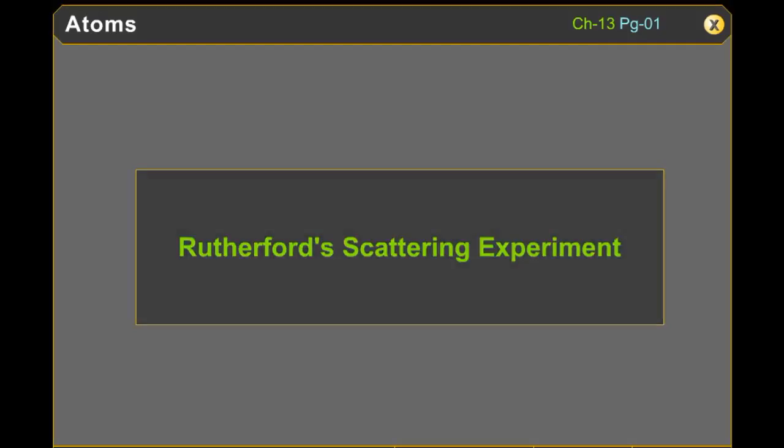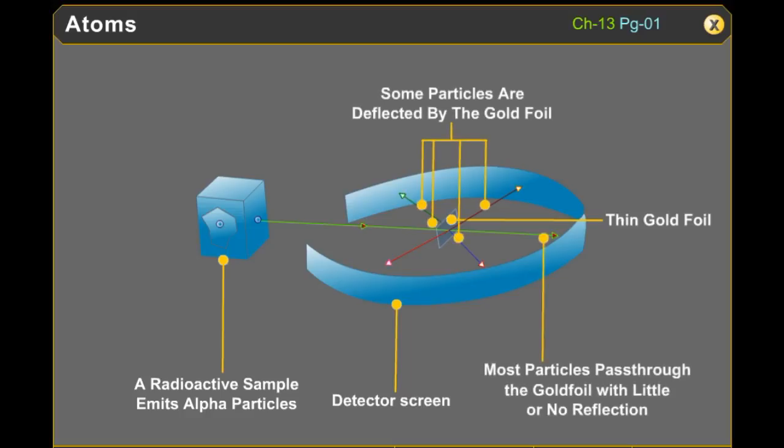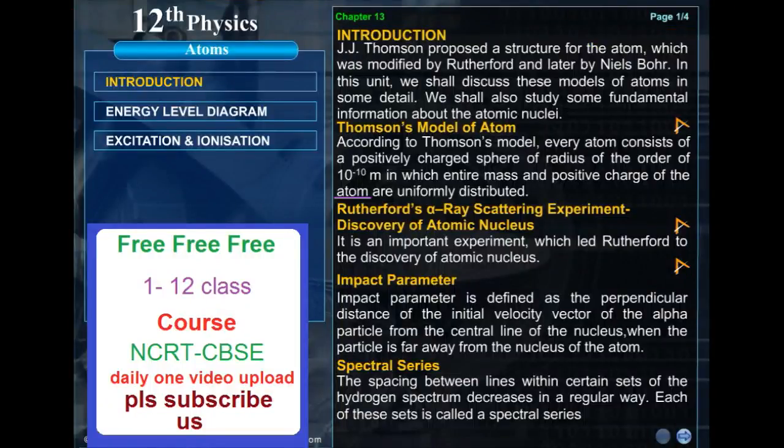Scattering experiment. Rutherford found that when alpha particles were passed through a thin sheet of metal, majority of them continued their straight paths. Some were scattered through large angles, while very few were even thrown back as if they had collided with something solid impenetrable in their straight path. It is an important experiment which led Rutherford to discover of atomic nucleus.